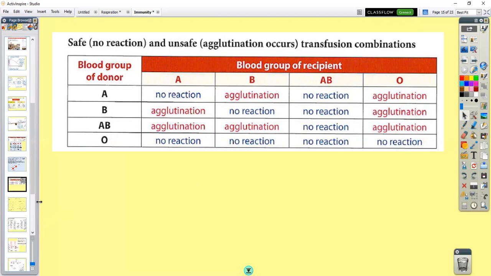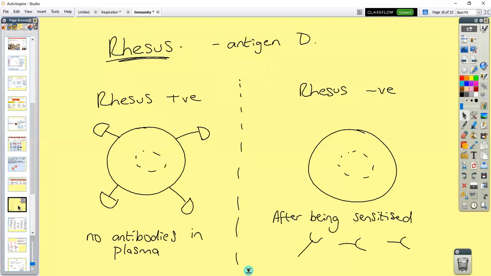The next bit of this then goes on to talk about the rhesus factor or the rhesus system. It's similar to the antigens A and B, except this is an antigen D, which you can see on screen here. So if you're rhesus positive, you have the antigen D on your red blood cells, but you don't have any antibodies, or anti-D antibodies, in your blood plasma.